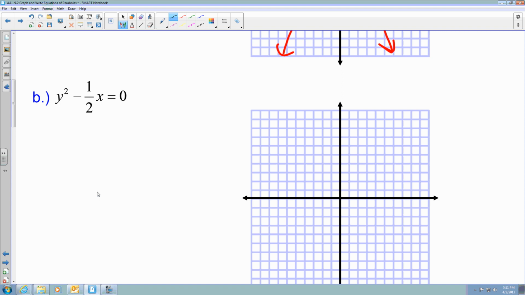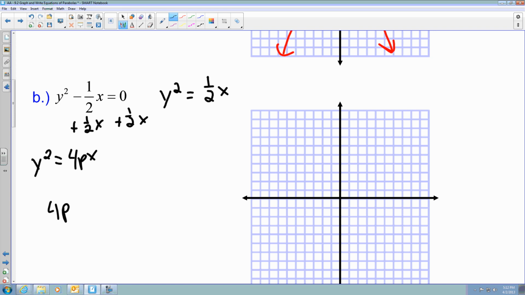If we look at B, what you need to do is make sure that you get the value that's got the square in front of it by itself. So I'm going to add 1/2 x to both sides, which leaves me with y squared equals 1/2 x. Since this one looks like y squared equals 4px, I need to find what p is, but I know that 4p equals 1/2. So if I multiplied 1/4 to both sides, I would get p equals 1/8.